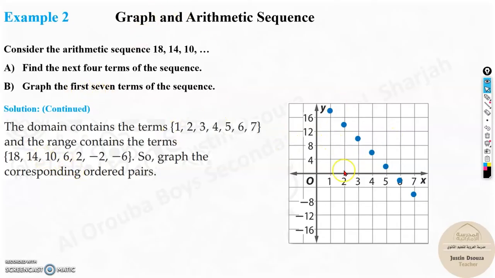The range, the y value. Domain is the x values, right? It will always be 1, 2, 3, and so on. You must start from over here, positive 1. The range is always the given sequence. So that is it. If you remember so much, it is very easy to graph.